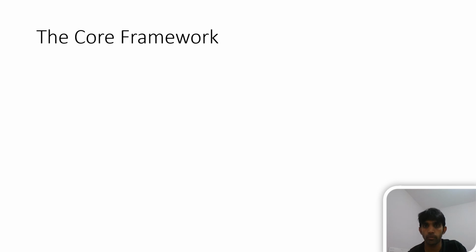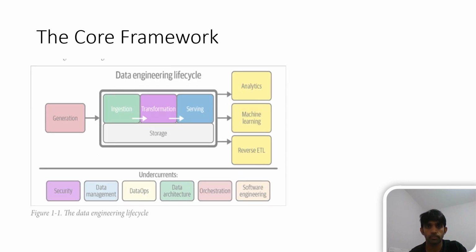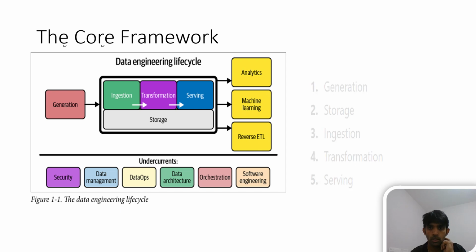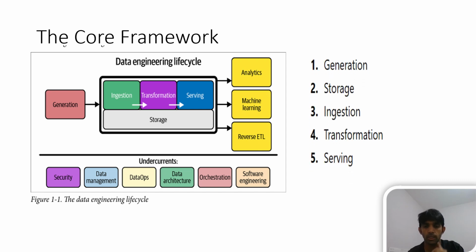So this is the core framework: generation, storage, ingestion, transformation, and serving. Now let's start at the beginning. Where does data come from? On the generation side, data can be generated from websites, mobile apps, sensors, databases, APIs, customer transactions, and user interactions.